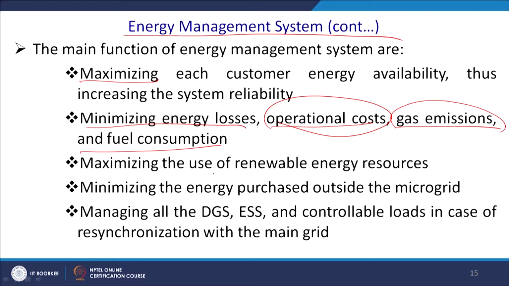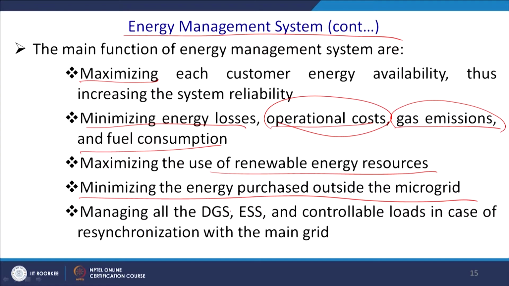Maximizing the usage of renewable energy and minimizing the use of fuel based power, and also minimizing the energy purchase from outside the microgrid. You try to cut your coat according to your cloth. So, you are required to spend whatever you generate in the microgrid and try to have the least power demand from the main grid, and if possible try to feed power to the grid.